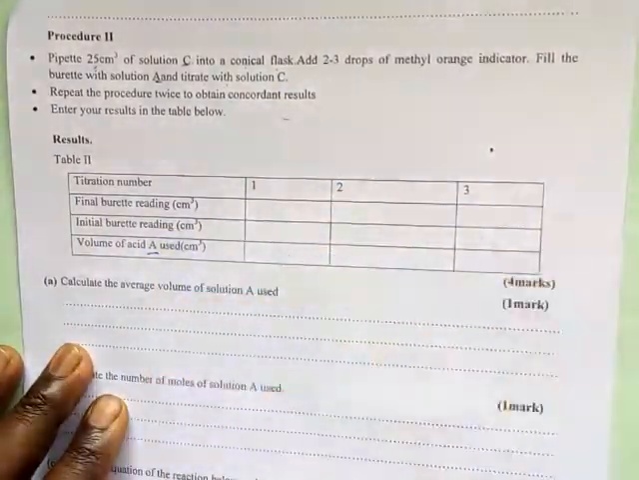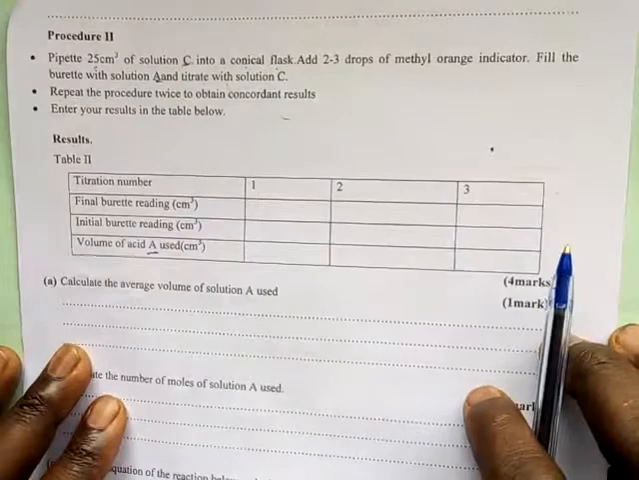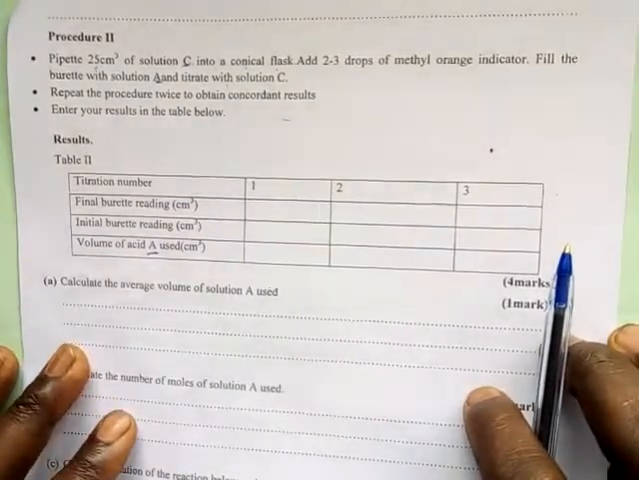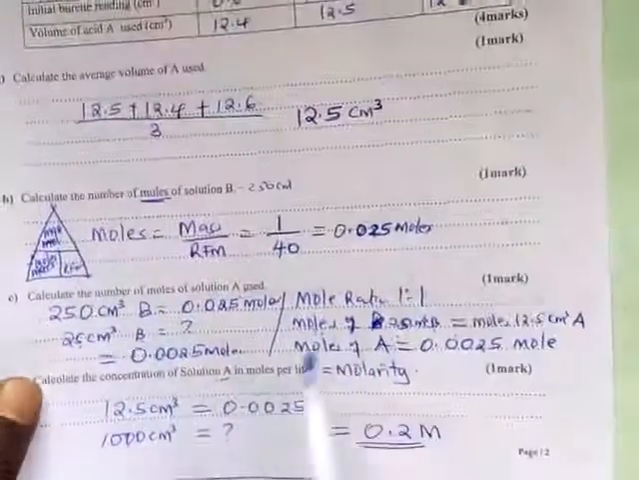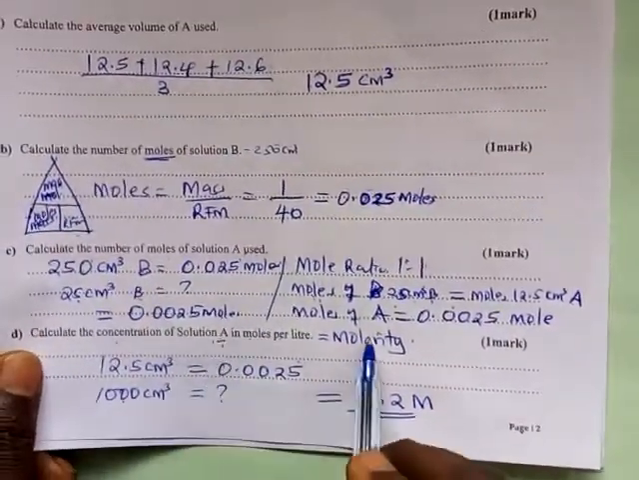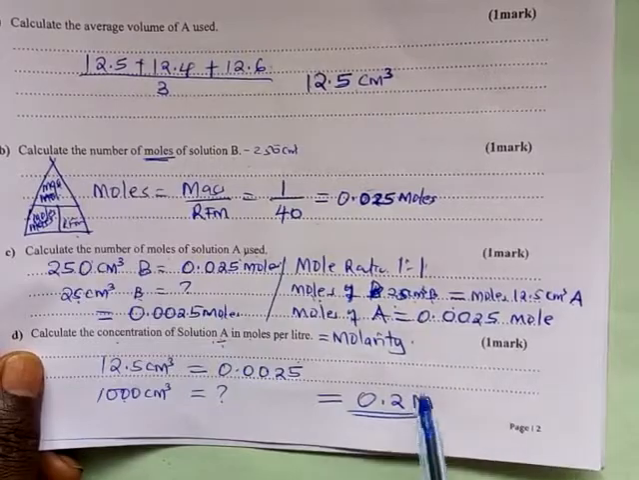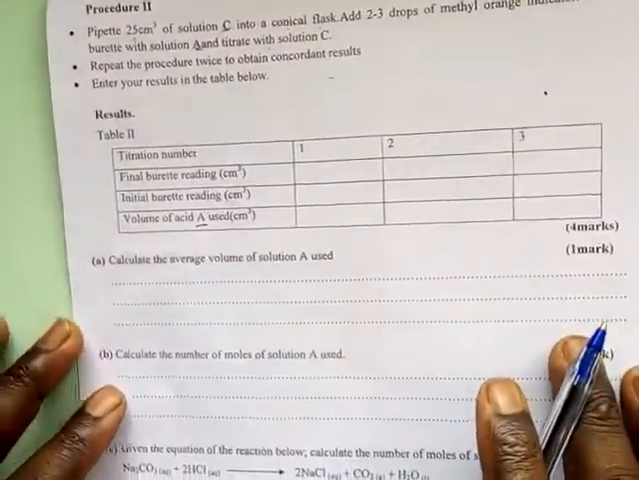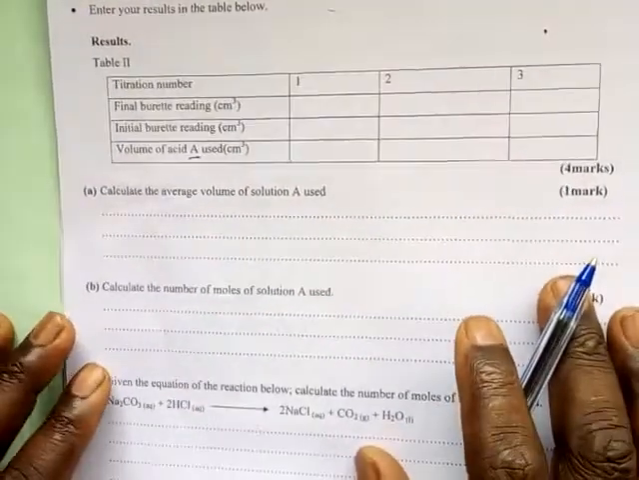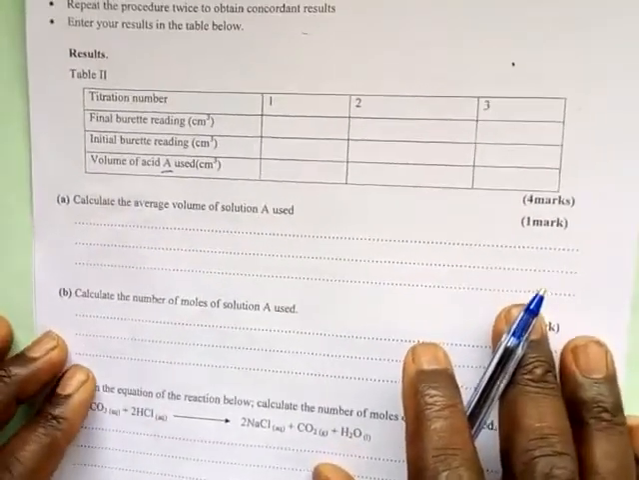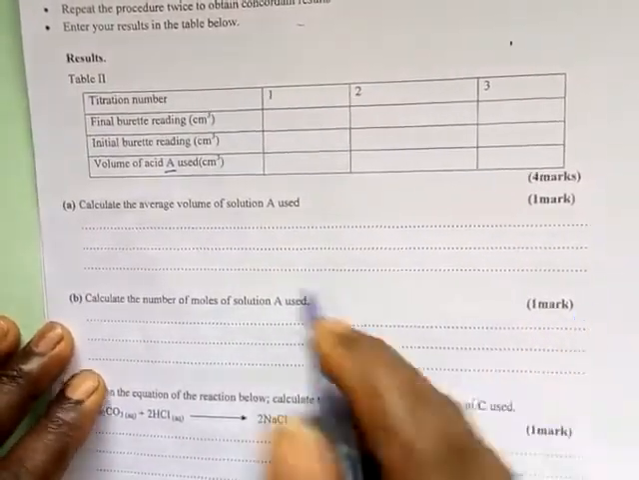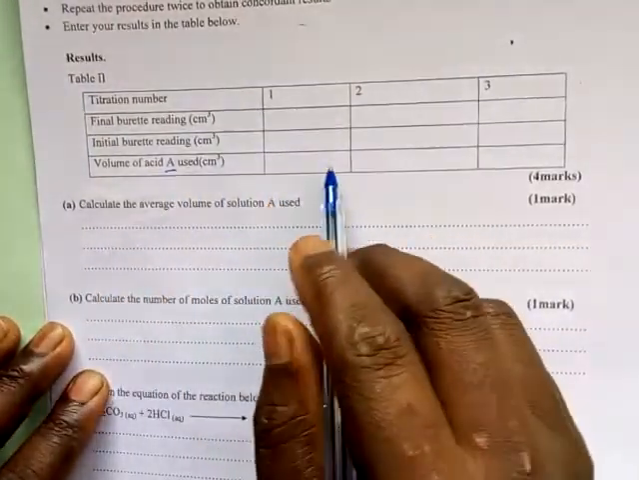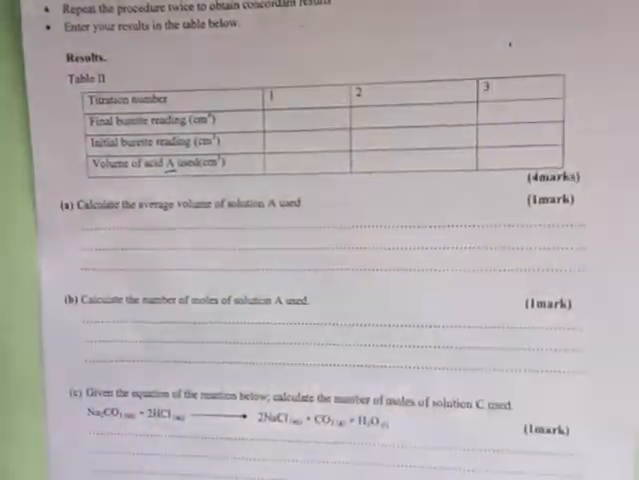But we know a lot of information about solution A. First, we know the concentration, the molarity of solution A, the one we have just calculated here. Molarity of A is 0.2 M. This one is going to be very simple because you need to connect from part A, procedure 2. So here I'm going to give you the volumes.